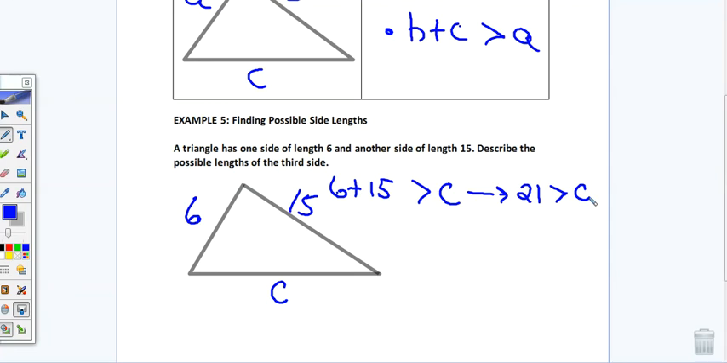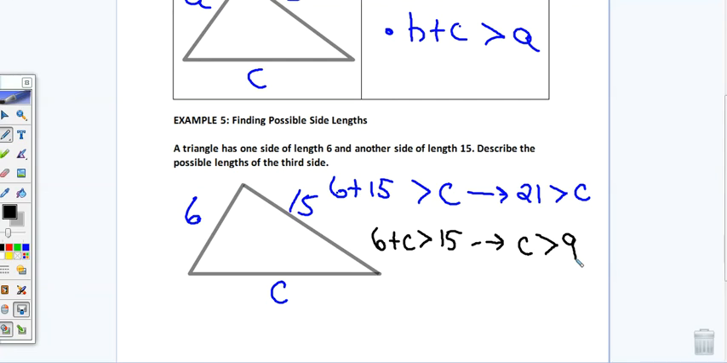No. Hey, here's another one, kids. I also know that 6 plus C would have to be greater than what? So let's write that. I would also know that 6 plus C has to be greater than 15, which means C has to be greater than what? If I subtract 6 from both sides, C would have to be greater than 9. So I need at least 9 to get to that 15, but I know I can't have anything over the sum of these, 21.